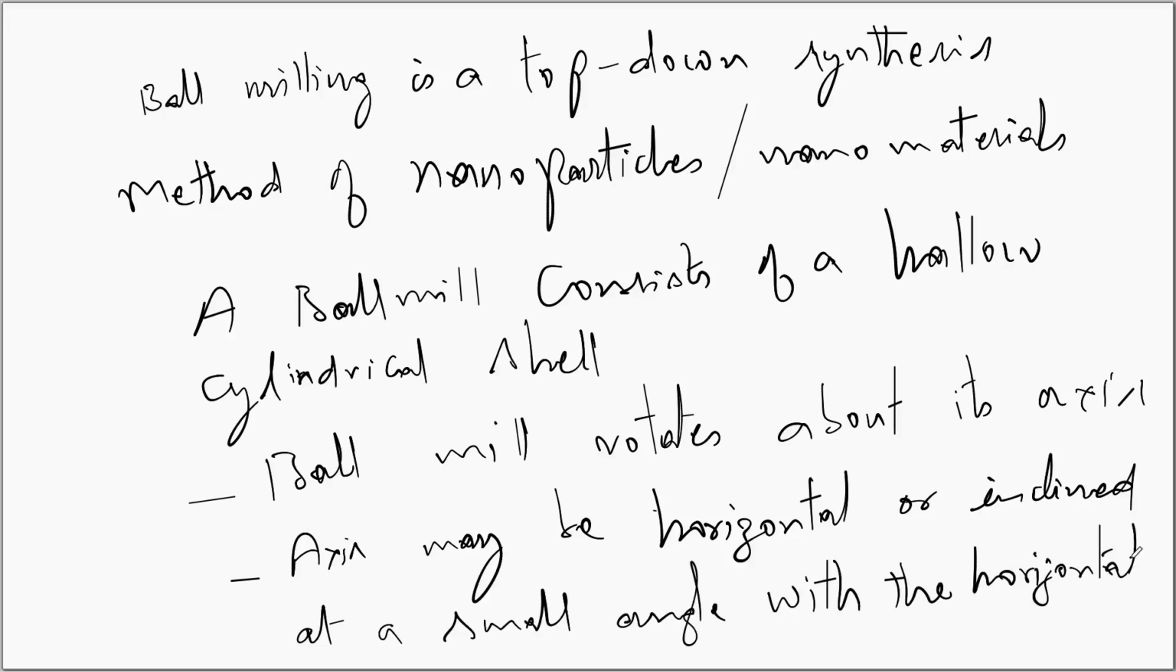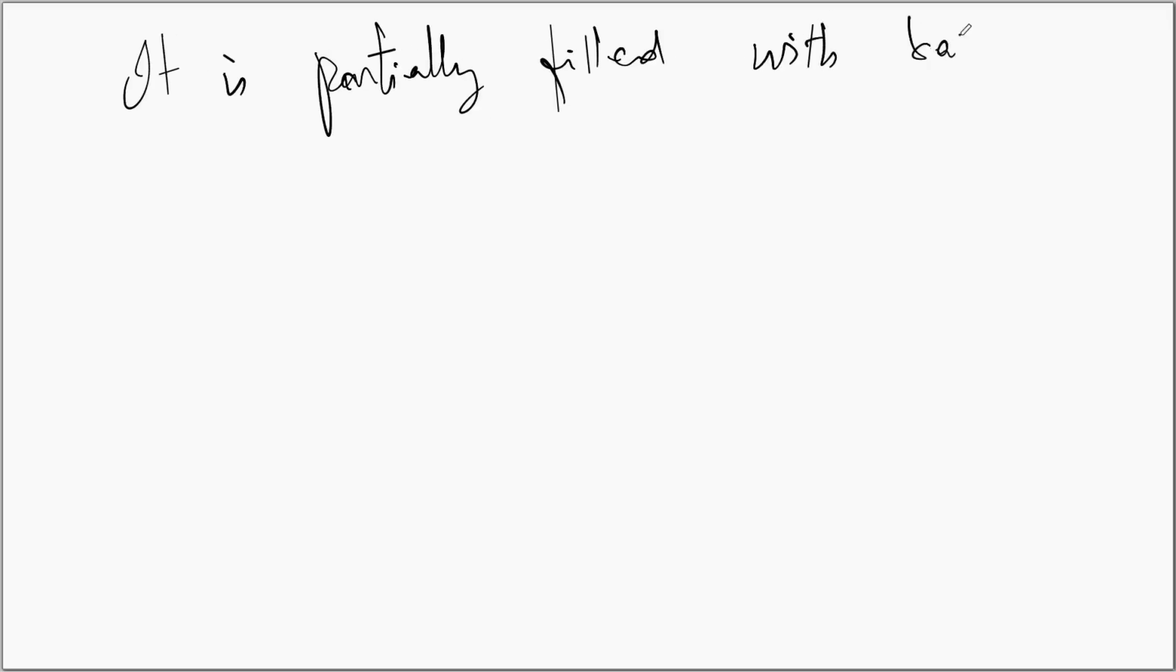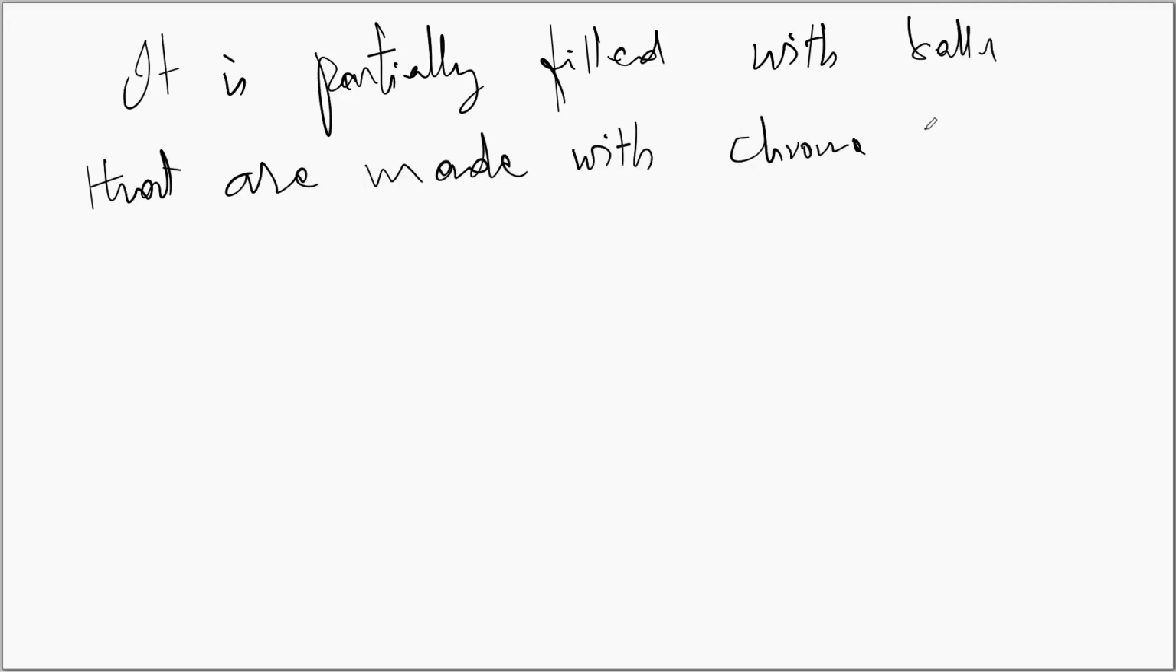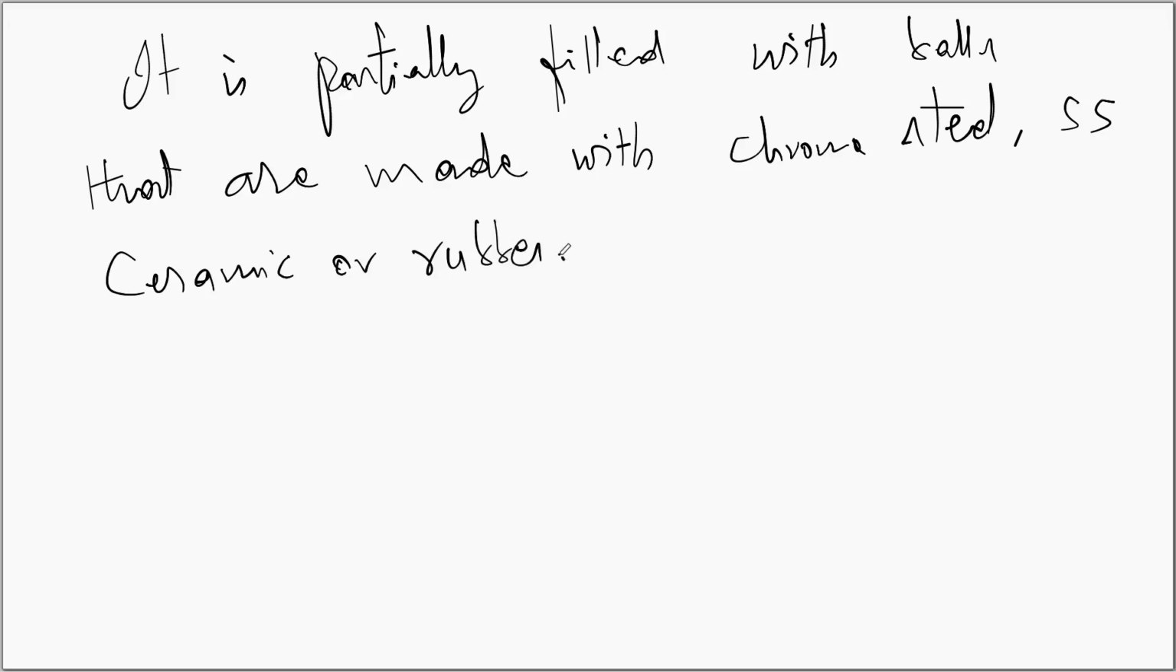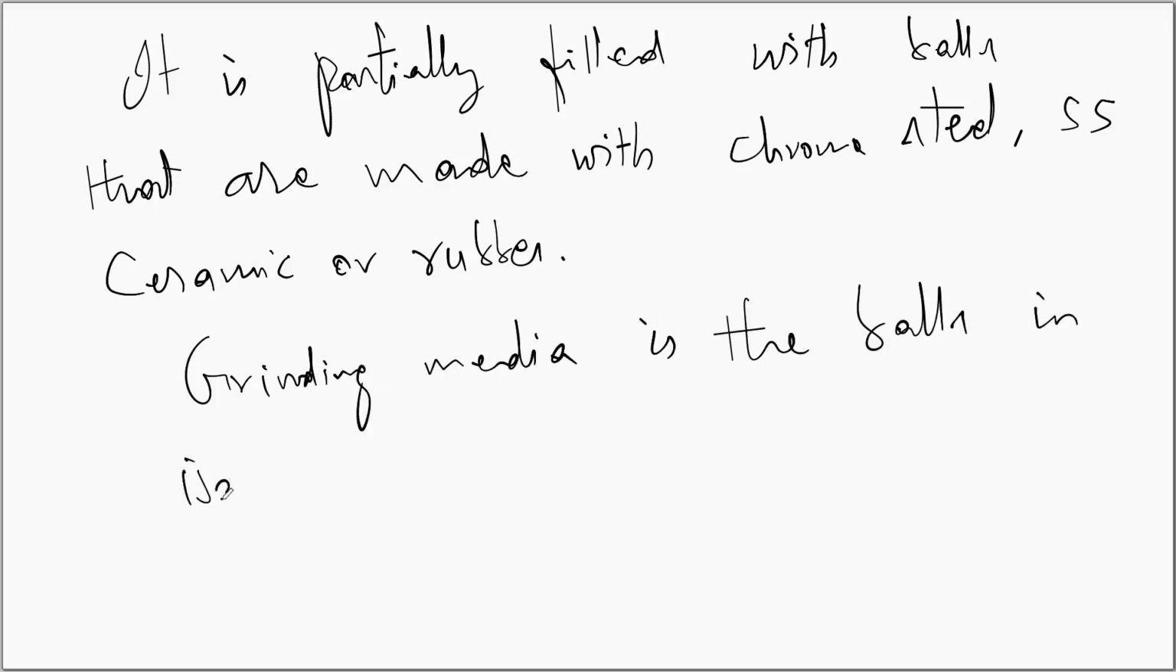The ball mill is partially filled with balls which may be made of chrome steel, stainless steel, ceramic or rubber. And these balls form the grinding media. The grinding media is the balls in the ball mill method. The inner surface of the shell is generally coated with a material that can resist the damage due to the movement of the balls. Generally, the lining material is rubber or manganese steel sheet.